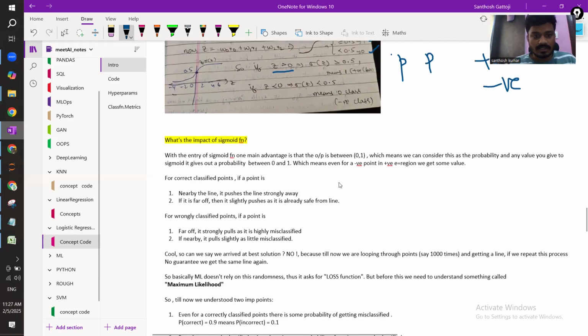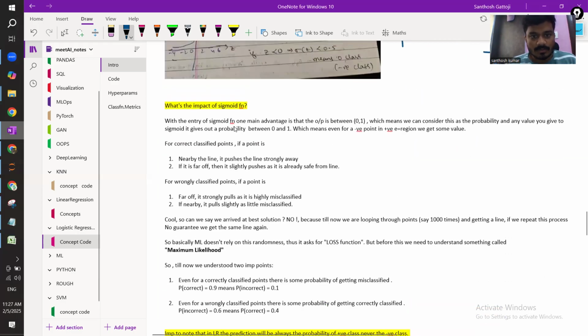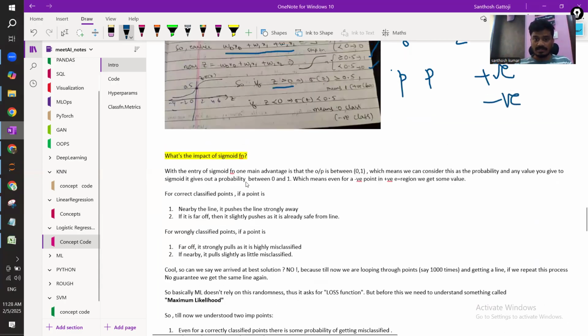Now, a few things we'll understand. With the entry of the sigmoid function, one advantage is that the output is always between 0 and 1, which means we can consider this as a probability. Any value you give, it gives out a probability between 0 and 1, which means even for a negative point in the positive region, we get some value. This is a very, very important point, Karthik. If you understand this one, everything will be very easy. If you get confused here, it will be very difficult. See here, focus.